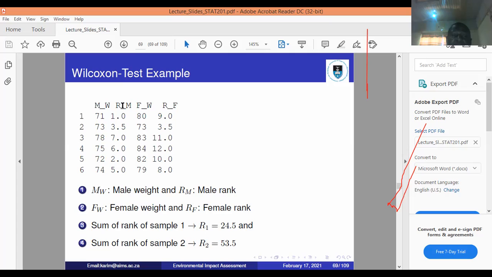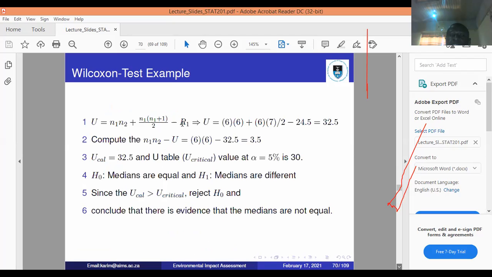So if you add the rank for the male weight, you will get 24. And if you add the rank for the female weight, you will get 53.5. Now let's go and substitute this information into our U-test formula. So here the R1 is our 24 because we are taking the one with the smallest as our R1. So here we have our U-test statistic. So our R1 is going to be the sum of the rank, which is the smallest, and that is 24.